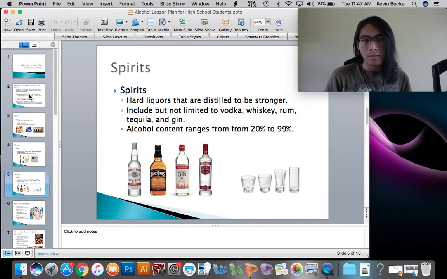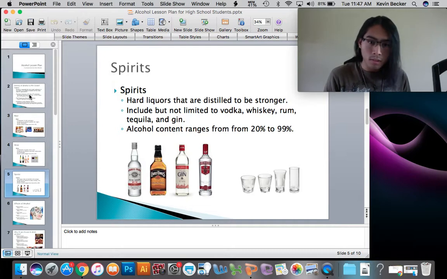And the third and final type of alcohol would be spirits. No, we're not talking about ghosts out here. These are hard liquors that are distilled to be stronger. These include, but are not limited to, vodka, whiskey, rum, tequila, and gin. And their alcohol content ranges from 20% to 99%.